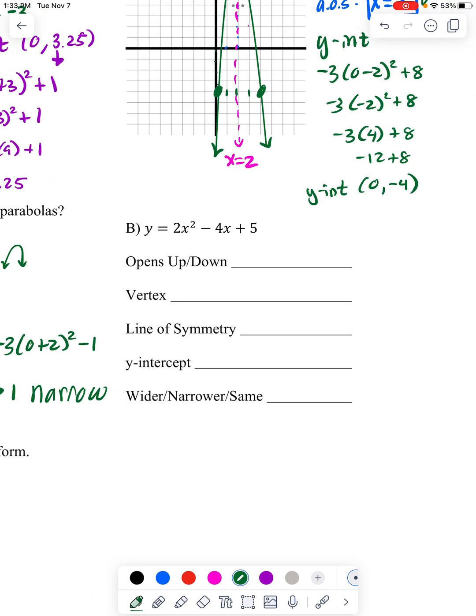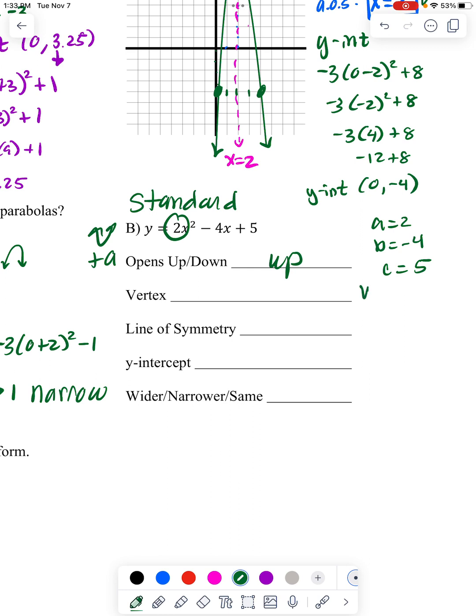Now watch, this one is in standard form. So I have to think about what that looks like. Here my A is 2, my B is negative 4, my C is 5. So opening up or down is still just looking at A. I have a positive A, so that's going to make it open up.